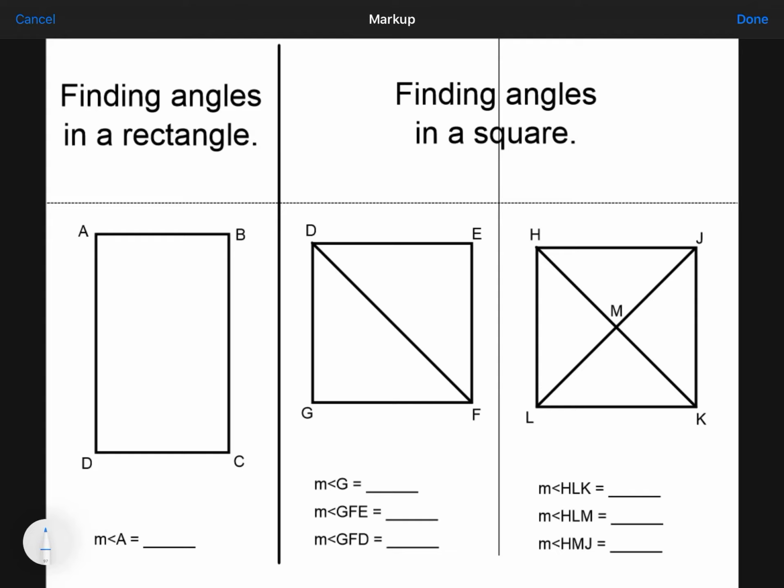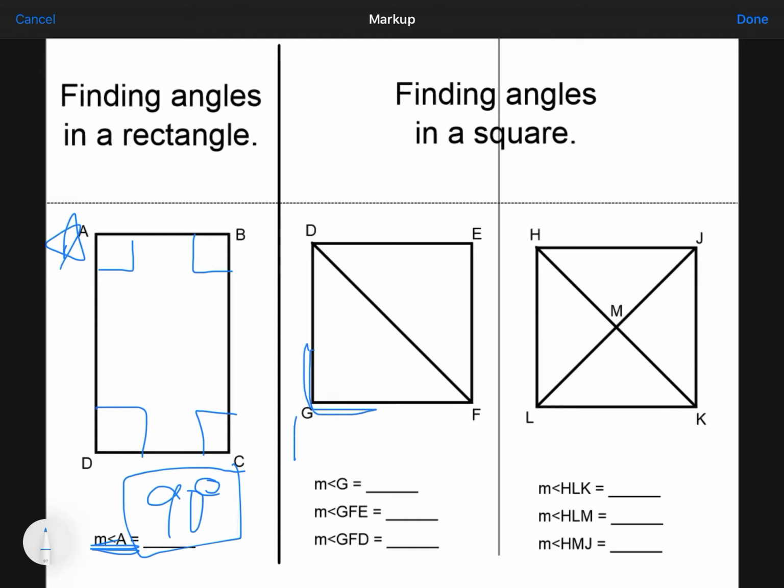What are the angles on a rectangle? In other words, how many degrees is angle A? Looking for a number. Well, all the angles are the same. All the angles are 90. Yes, it's that easy. What about in a square? How big is angle G? All the angles are the same because it's the same as a rectangle. All the angles are 90.